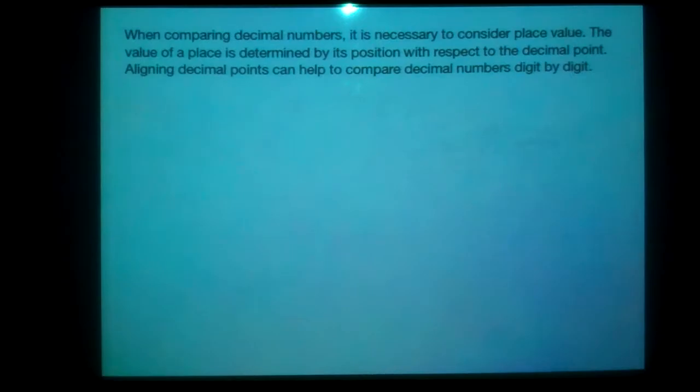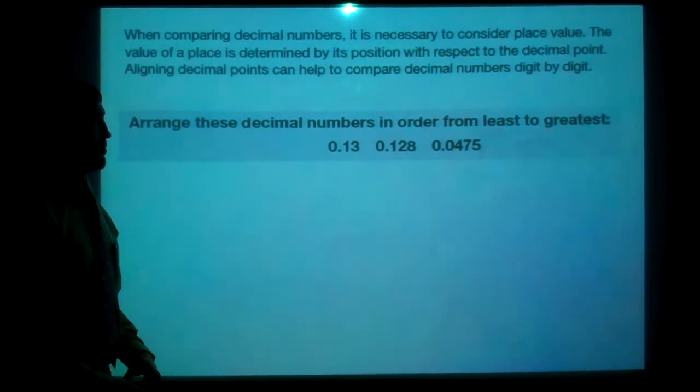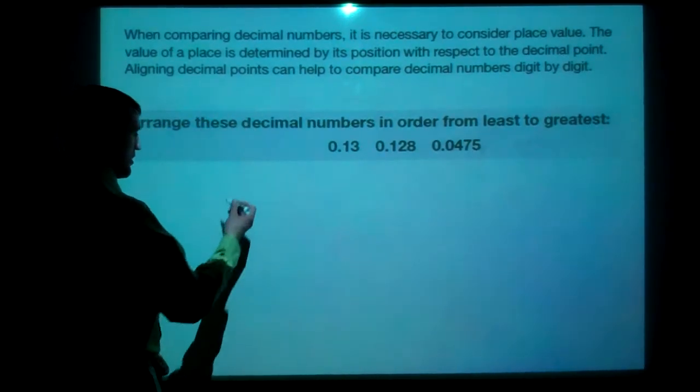So first we'll look at this little paragraph. When comparing decimal numbers, it is necessary to consider place value. The value of a place is determined by its position with respect to the decimal point. Aligning decimal points can help to compare decimal numbers digit by digit. So we'll do it that way. If we look at this first one, we have 3 decimal numbers, and we want to order those from least to greatest. One thing that the book suggests is aligning those decimal points, so we have digit by digit.